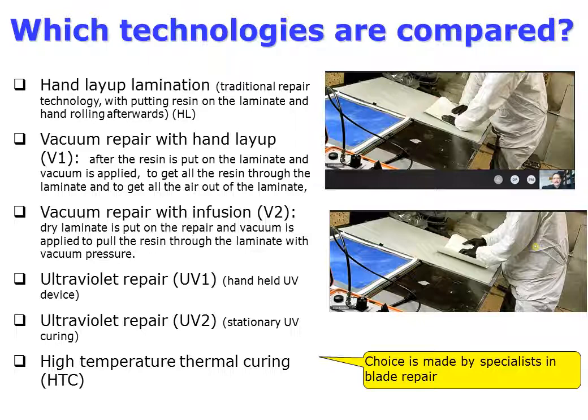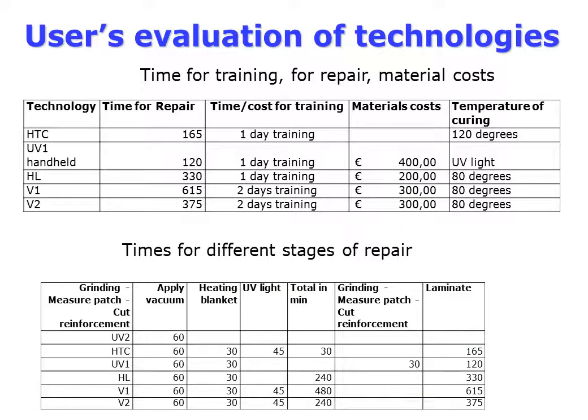The following technologies have been studied. Hand layup lamination, vacuum repair with hand layup, vacuum repair with infusion, ultraviolet repair with handheld, portable, continuous UV spectrum curing, ultraviolet repair, stationary device, high-temperature thermal curing with vacuum. The technologies were selected by a practical repair team. Material costs and time for repair were estimated by the repair team as well.